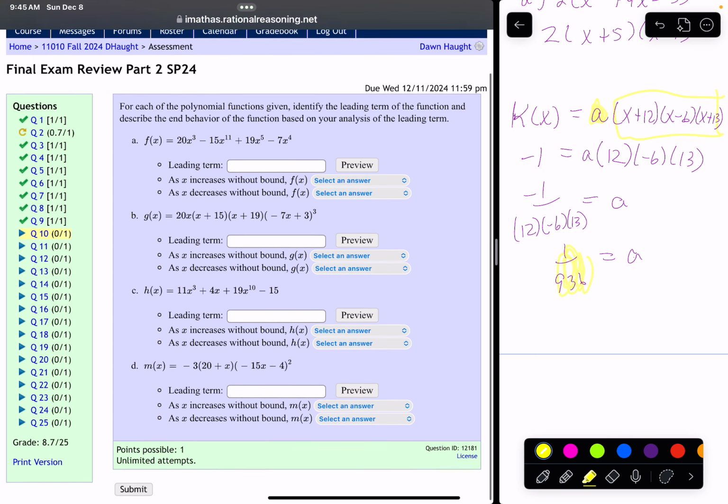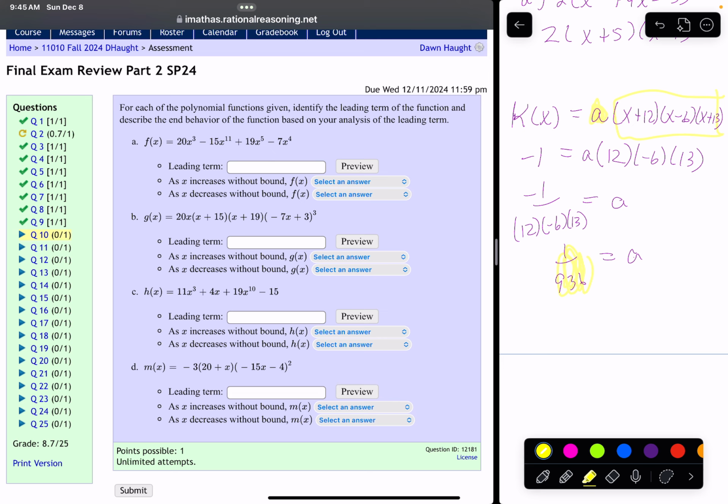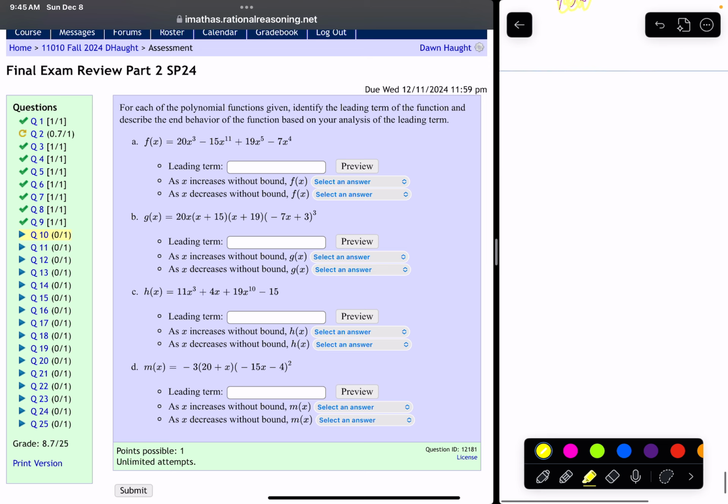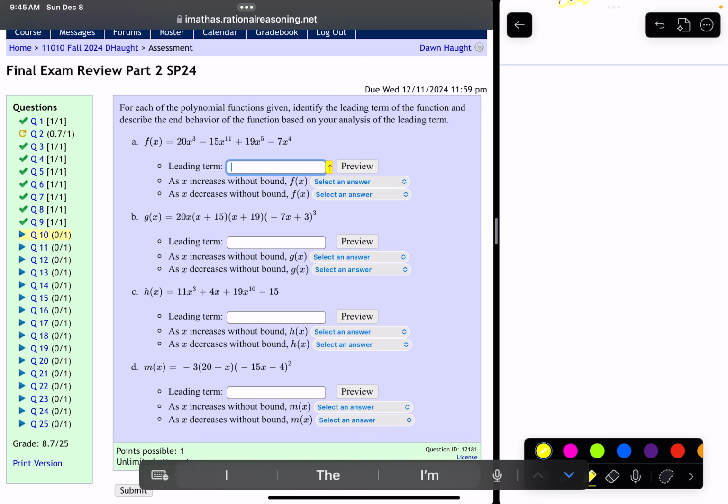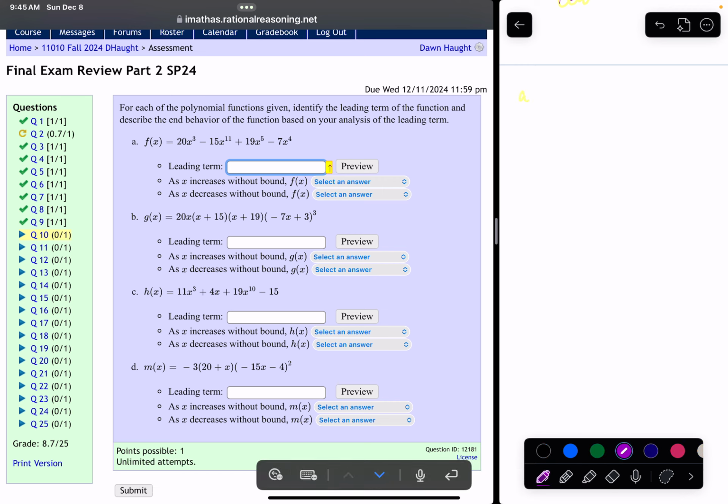So this is about our lead term. What are our end behavior? What are the ends going to do? Are they going up or down? Okay. So let's start with A. It's in multiplied form. So A and C are the same. So I'm going to do A and C. Or I'm going to do A, you do C. So our lead term is our highest power, which I see is a negative. It's not in order. So negative 15x to the 11th is my lead term.